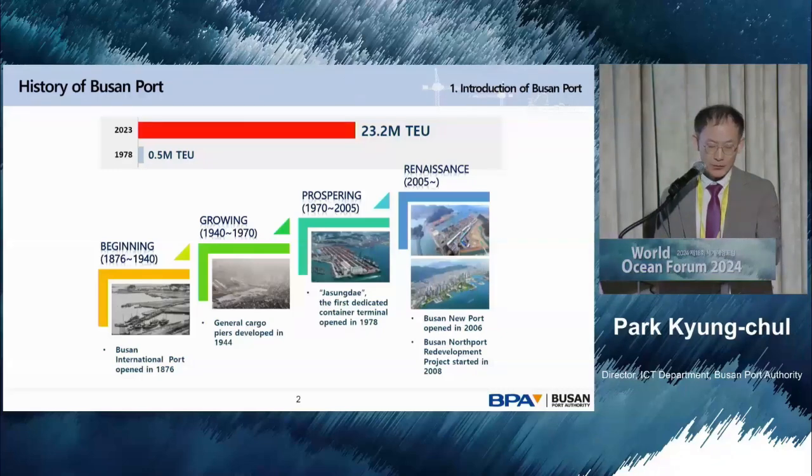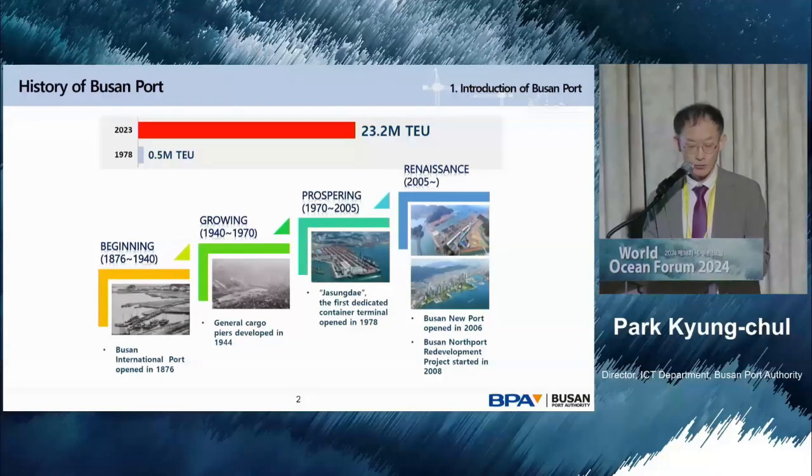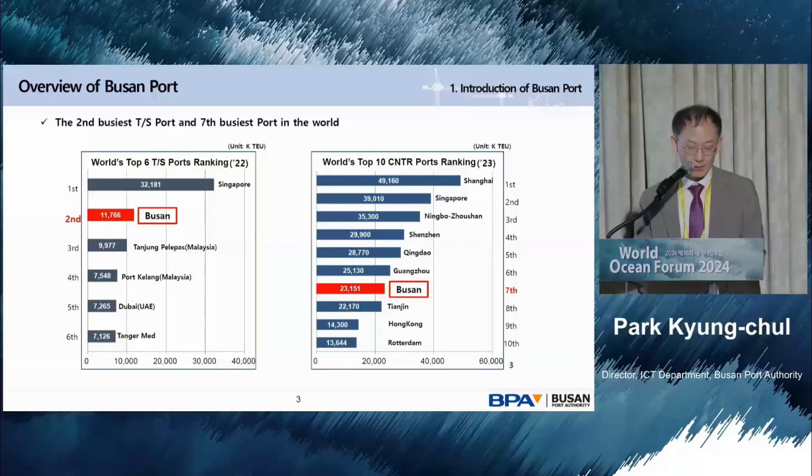So this is the history of Busan Port. We have 150 years of history since its opening. We have started ourselves as a container dedicated airport since 1970 from Jaseongdae Port, and many new ports opened. And Busan new ports cover around 70 to 80% of the logistics. So we are doing reconstruction project for the Busan North Port area nowadays.